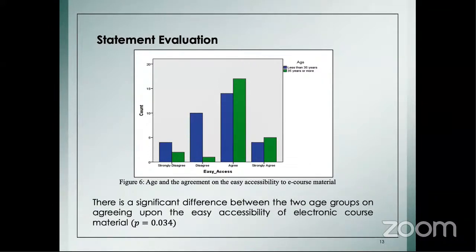First, compare the agreement on the EC accessibility of e-course material among two age groups, students less than 35 years and 35 or higher. You can see there is a common trend indicating the students aged 35 or higher agree with the statement on EC accessibility to e-course material. And the Mann-Whitney test also indicates that there is a significant difference between the two age groups on agreeing upon the EC accessibility of electronic course material, with the p-value 0.034.